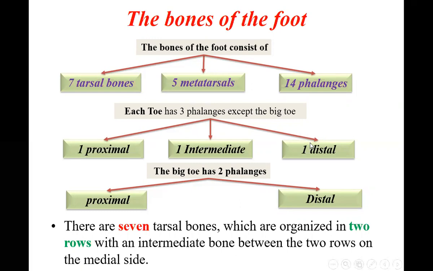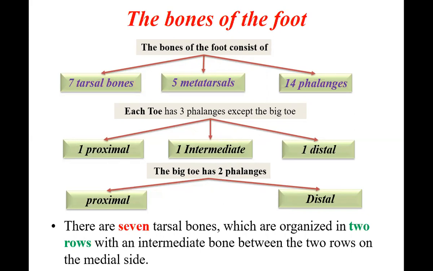Just like in the case of the hand, proximal, which is towards the body, is called the proximal, which is away from the body is called distal, and the center in between is called intermediate. So there are three phalanges except the big toe where there is only proximal and distal. There is no intermediate. So in the case of the big toe, two phalanges. One is the proximal, the first one, and the last one. There is no intermediate because the big toe has only two phalanges. So the same holds good even for the thumb.